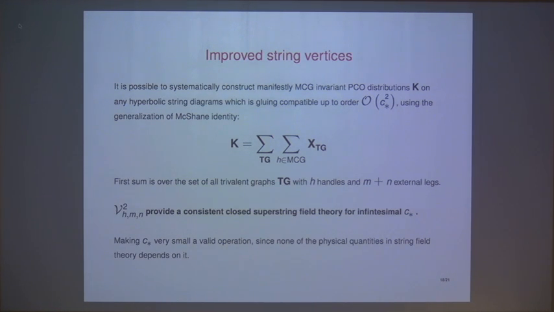If we use this PCO distribution and the local coordinates that I described, we can construct the full set of string vertices in closed superstring theory. And that provides a consistent closed superstring field theory for infinitesimal c star. Making c star very small is a valid operation because none of the physical quantities in string field theory depend on this parameter c star. So that means we get a consistent set of string vertices in closed superstring field theory.